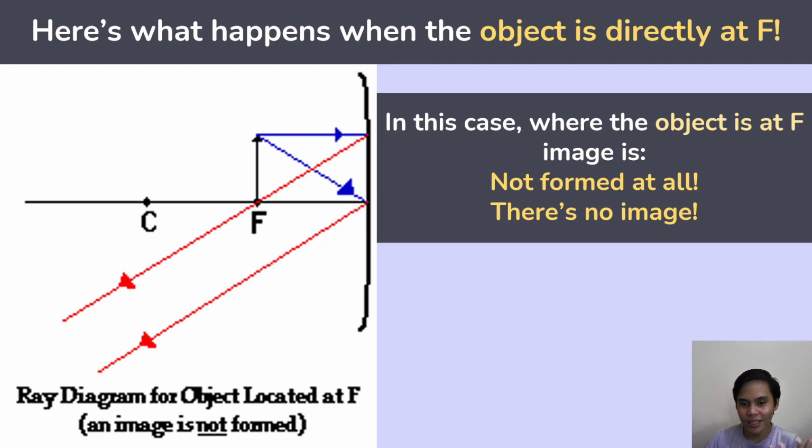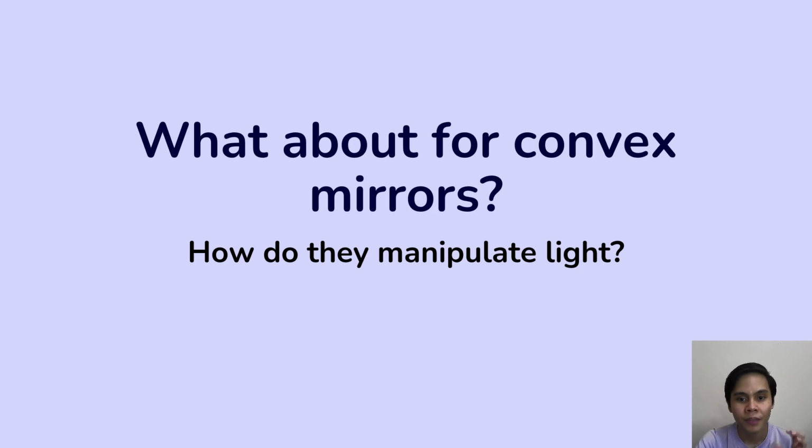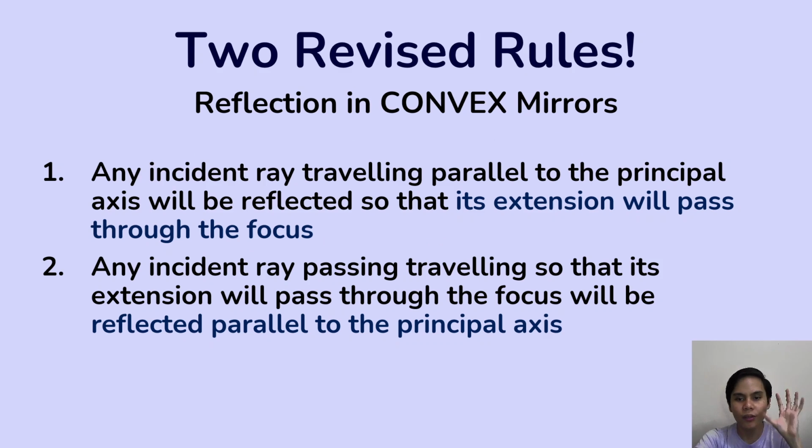The point of this is that for concave mirrors, there is a blind spot. There's always a blind spot where if you're just the right distance from a concave mirror, you won't be able to see yourself. What about for convex mirrors? How do they manipulate light? So for convex mirrors, these are the mirrors that bulge out, or the diverging mirrors. So the same rules for concave mirrors will be revised, just small tweaks for the convex mirrors.